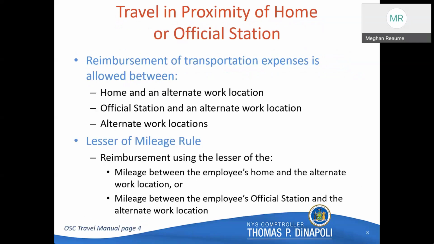When a traveler is working at an alternate work location that is not 35 miles or more away from their home or official station, then they are not in travel status and are considered to be traveling within proximity. When traveling within proximity, the traveler may be reimbursed for transportation expenses from the home to an alternate work location, the official station to an alternate work location, or between two or more alternate work locations. As a reminder, commuting reimbursement or travel between the employee's home and official station is not reimbursable.